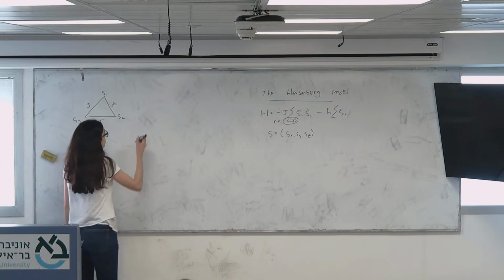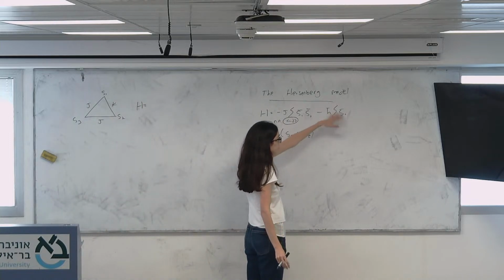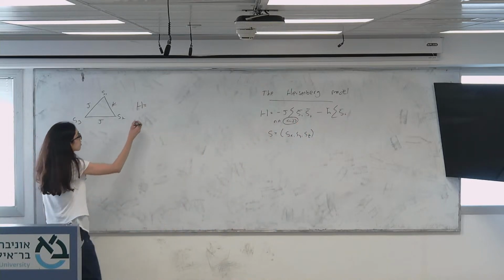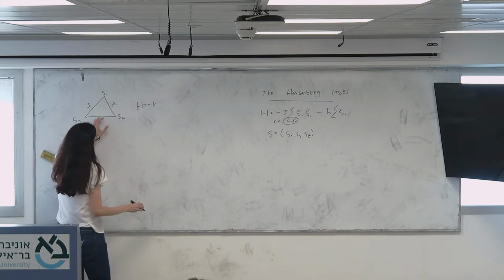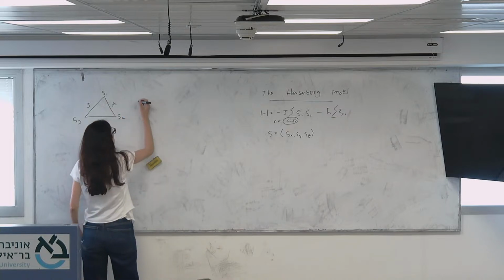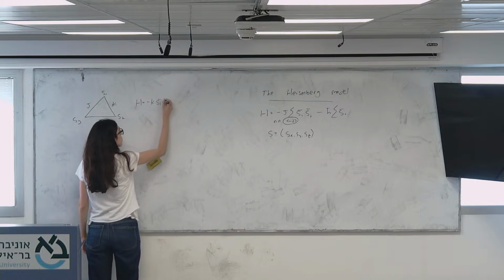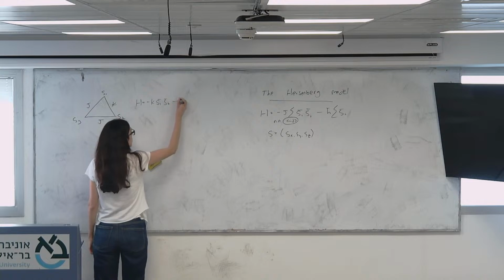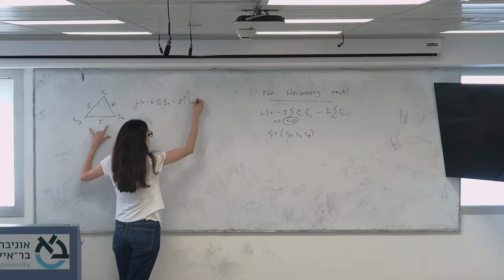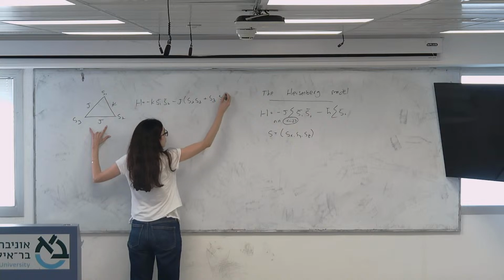Okay, so the Hamiltonian. We don't have an external magnetic field, so we can ignore this term. And from here we see that we have 3 terms for each interaction. So let's start with K. So minus K multiply S1 and S2. Then minus J multiply S2 and S3 and S3 and S1.